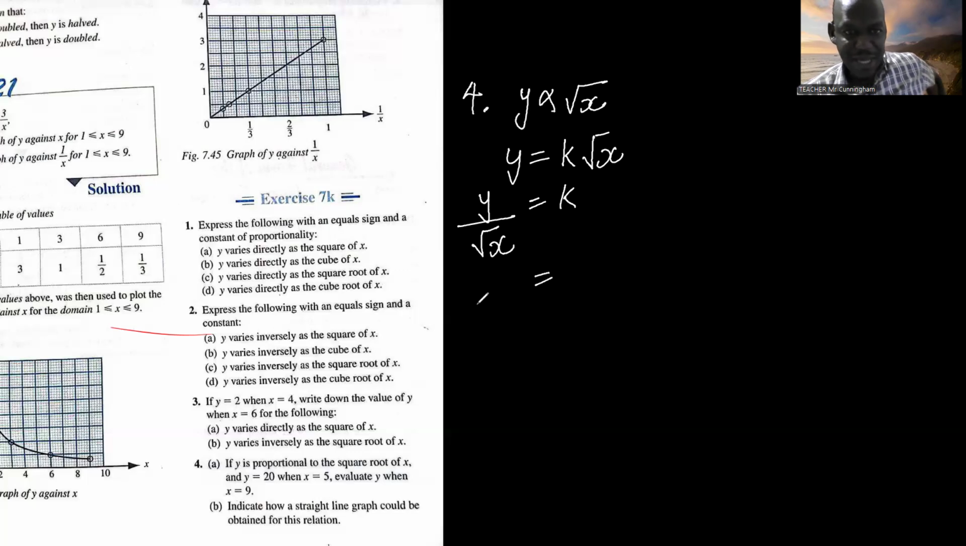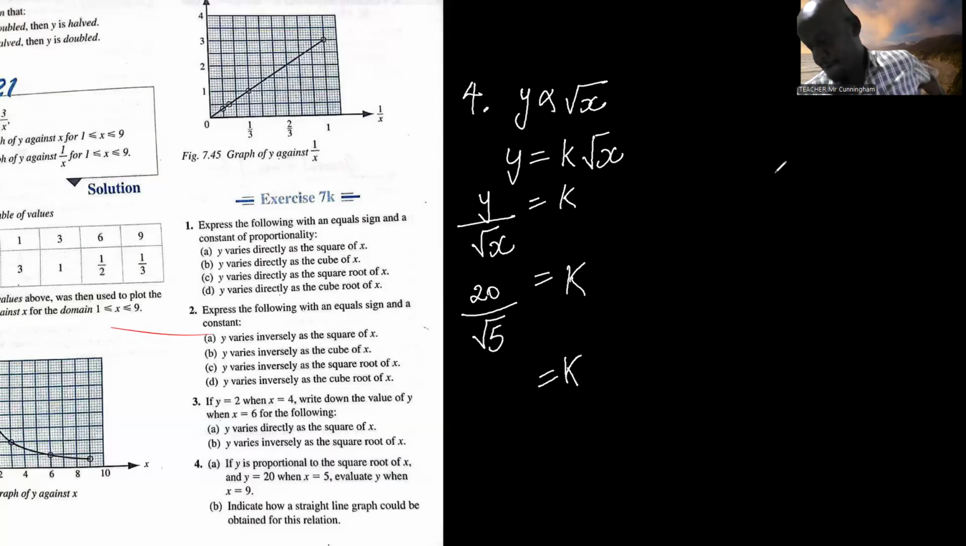So k is equal to y divided by root x. So when y is 20, x is 5, and I will give you k. Anybody could tell me what they have as k, to 2 decimal places? What's the value of k to 2 decimal places? So 8.94. Anybody got anything different?